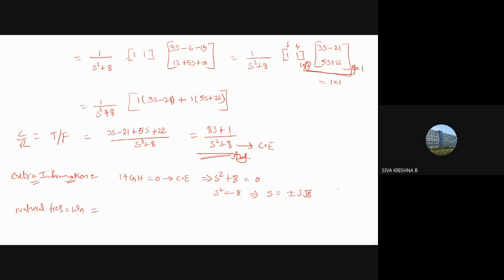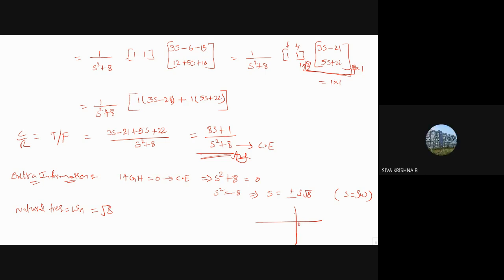Compare S equals to j omega, isn't it? So from that omega n is root 8. Can anyone tell where these root locations are?